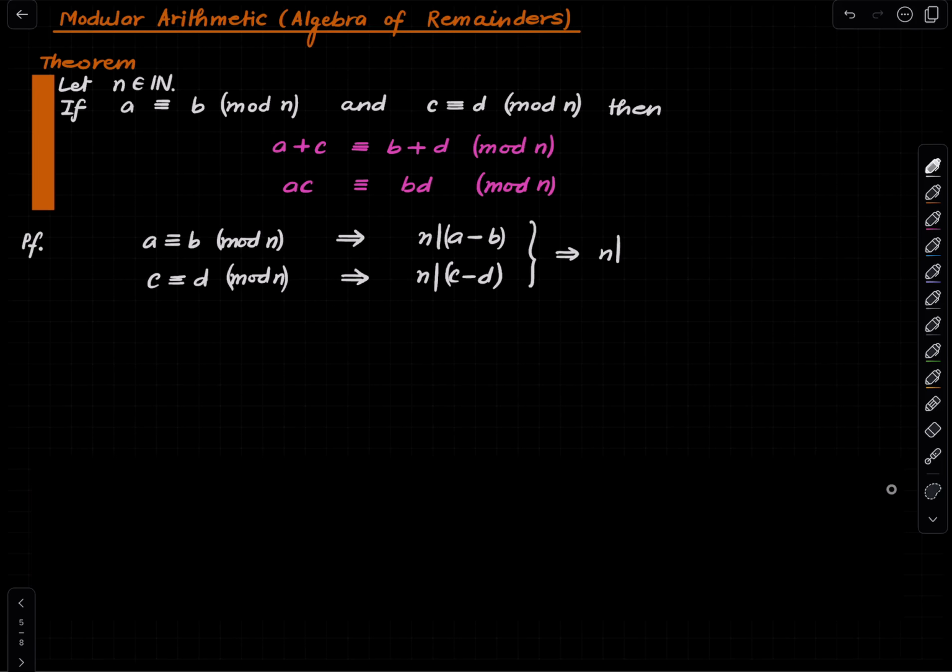n divides A plus C minus B plus D. Too many brackets, which is the same as saying A plus C is congruent to B plus D modulo n. Very simple.